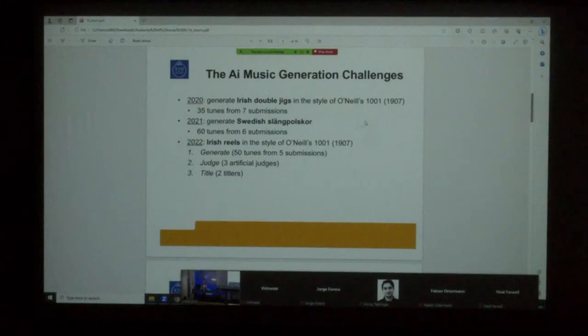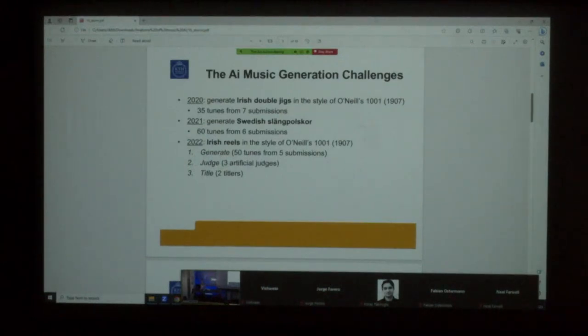In 2021, we went to Sweden, and the challenge was to generate Swedish slängpolska. This is a kind of traditional Swedish dance, and we had six submissions to that challenge. The 2022 challenge was different. We went back to Ireland and focused on Irish reels, another kind of dance. But there were three sub-challenges.